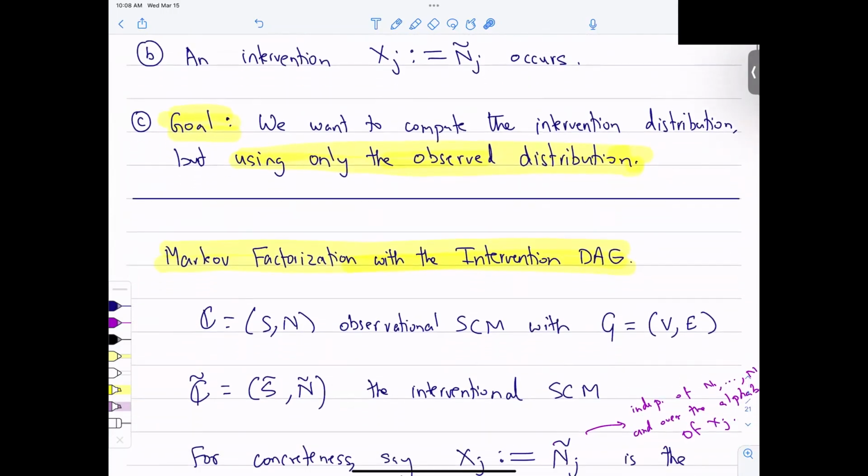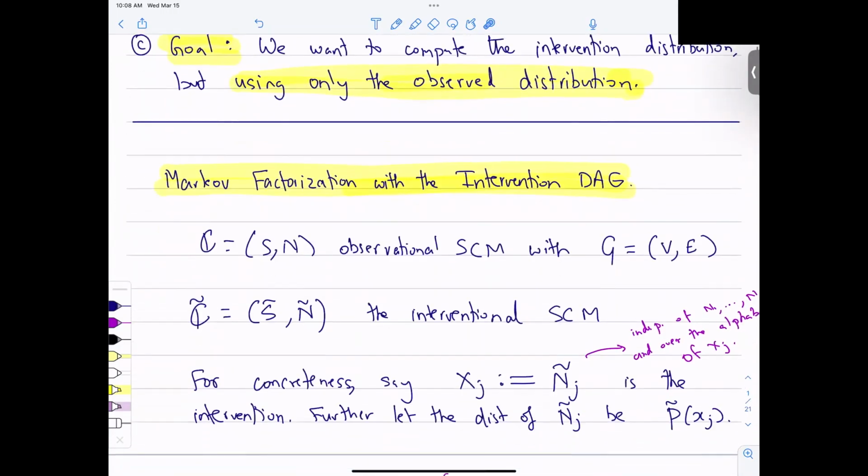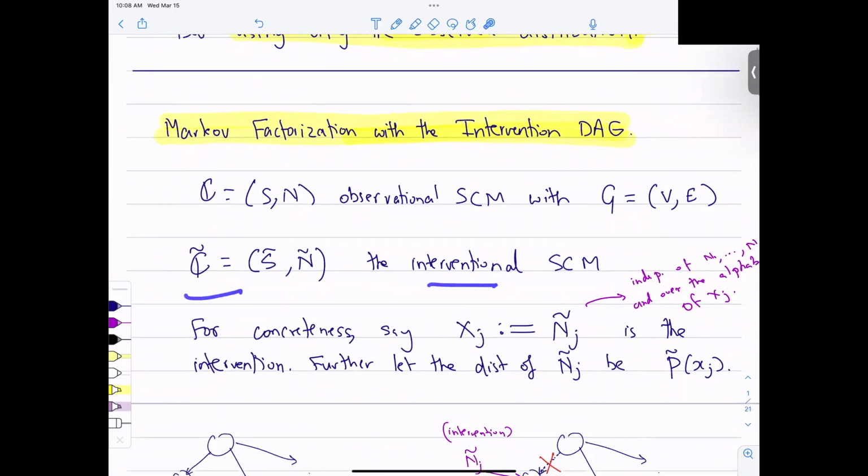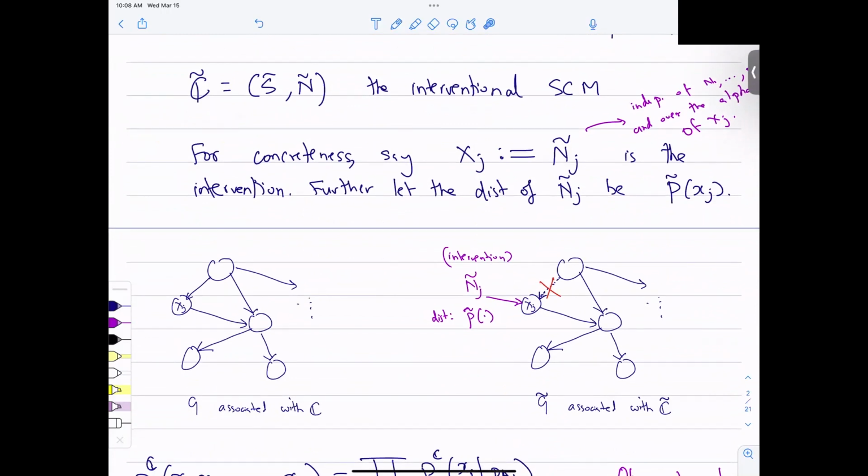Okay, so in this case, we have two DAGs: the original observational DAG, C, and C tilde, which is the interventional DAG. These are the illustrations of the two things we are looking at. This is the original DAG. X_j is the node on which I'm going to do an intervention. So what do we do? We cut all incoming edges to that node and set it to be some new random variable independent of everything else.